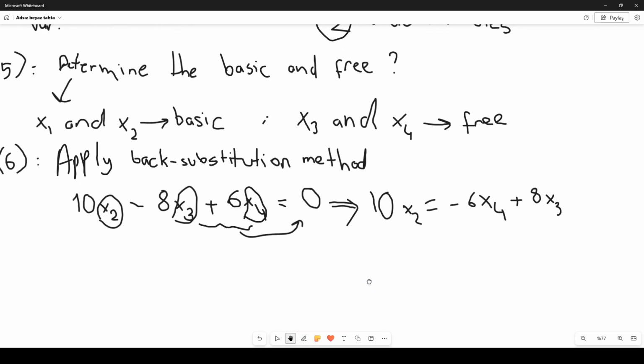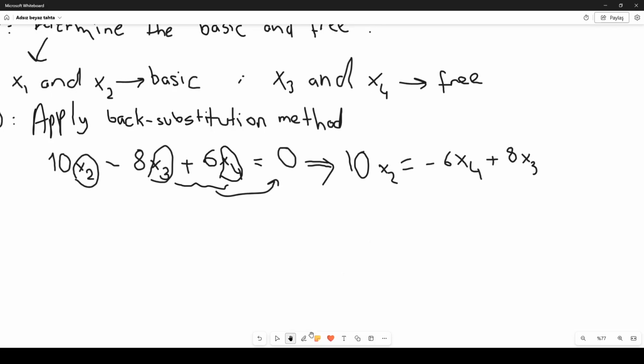And dividing by 10 on both sides of equality, we divide the coefficients of the unknown variables by 10. We have x2 is equal to minus 6 divided by 10, which yields, after cancelling out the values, minus 3 over 5 x4, and 4 over 5 x3.